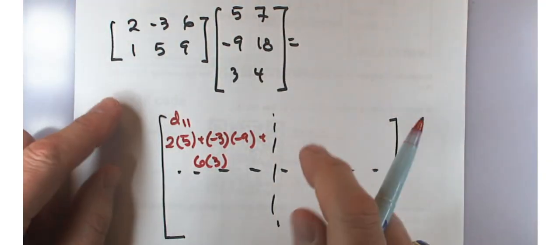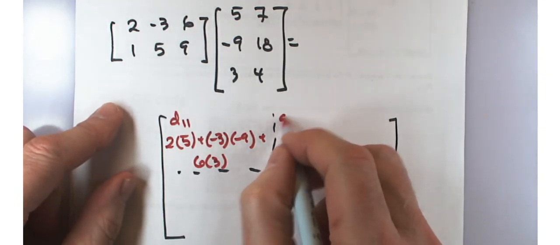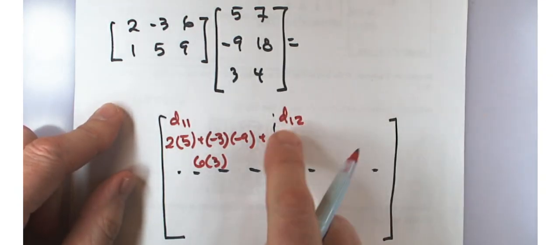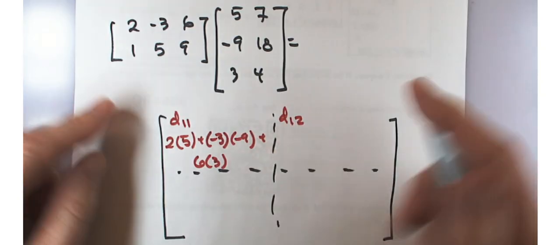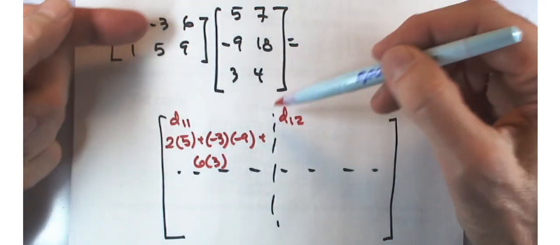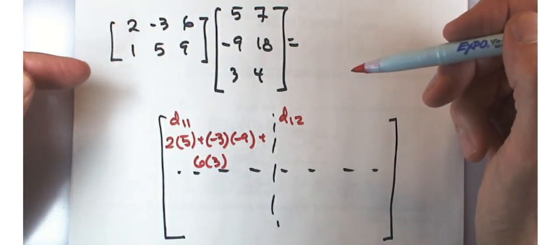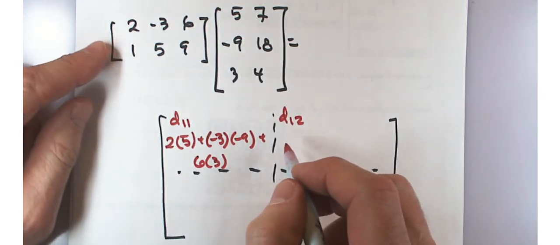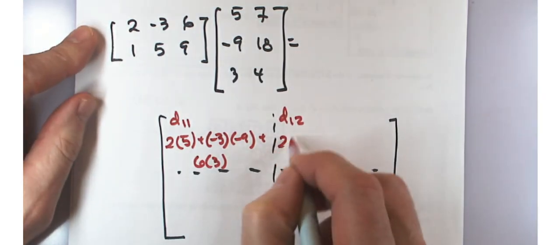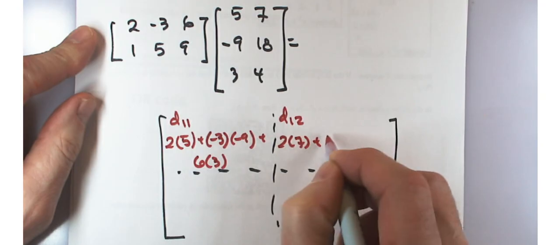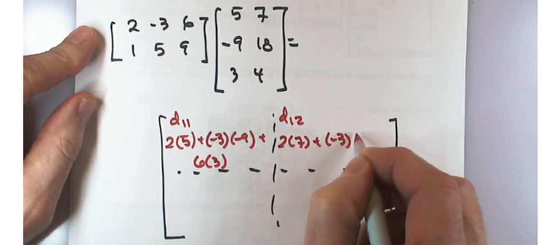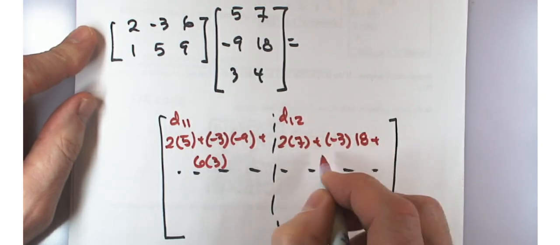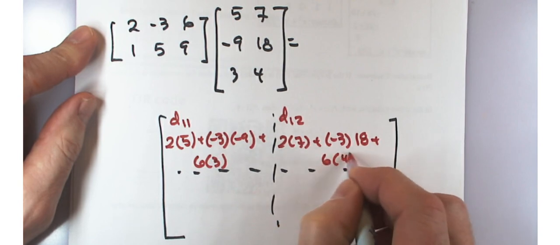Let's try this next one. That's going to be D12, first row, second column. Lena, you want to read that one off for me? What times what? 2 times 7 plus negative 3 times 18 plus 6 times 4. Nice.